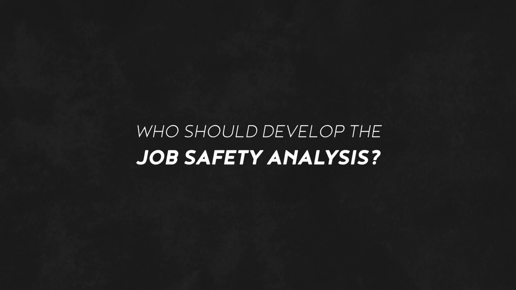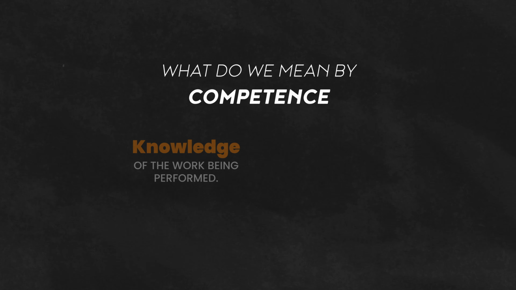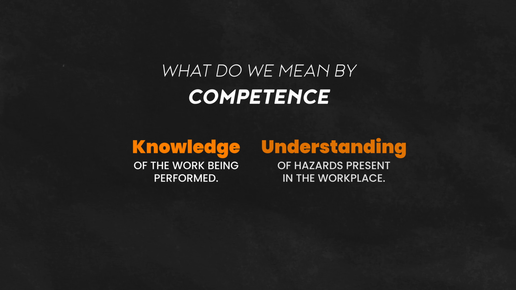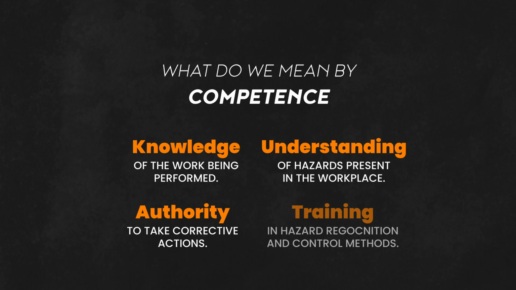Who should develop the JSA? According to best practices in occupational health and safety, a competent person should develop the JSA. But what exactly does competent mean in this context? A competent person has knowledge of the work being performed, understanding of the hazards present or potential in the workplace, authority to take corrective actions, and training in hazard recognition and control methods. Typically, this responsibility falls to supervisors or forepersons who oversee the work.